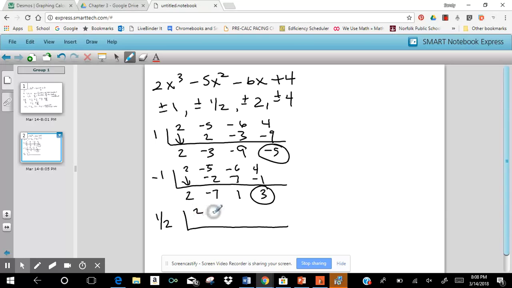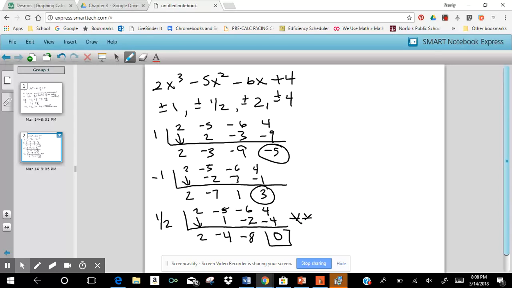So again, 2, negative 5, negative 6, and 4. First number comes straight down. A half times 2 is 1. Add, I get negative 4. Half of negative 4 is negative 2. Add, I get negative 8. Half of -8 is -4. My remainder is 0. So this is the one that I want. So 1/2 is my possible rational zero.